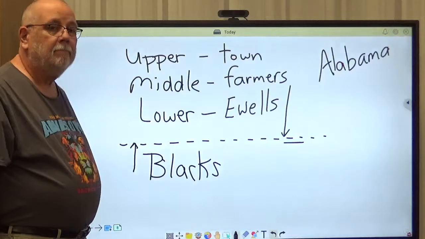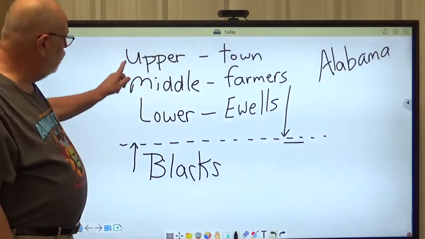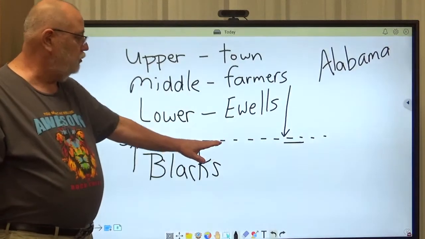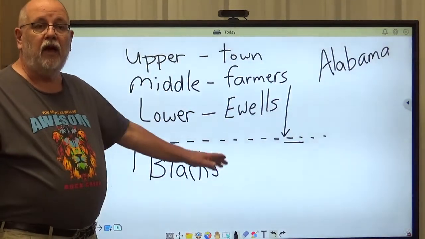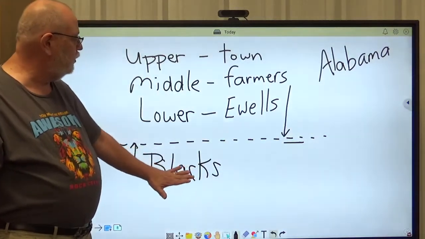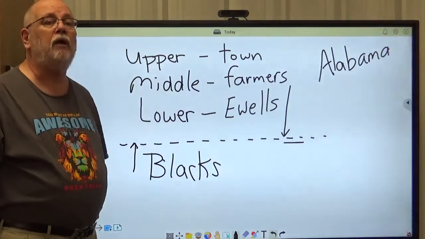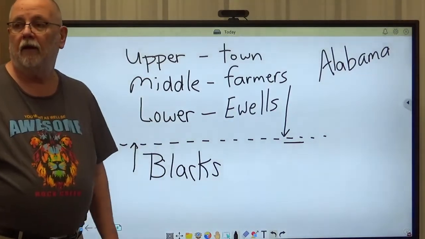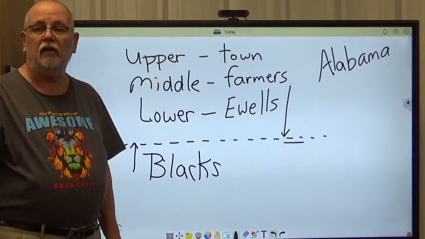So whites can cross the line, but blacks can't? No, the whites will never cross this line. Most of the time they don't want to. Right, because they never want a black person to consider themselves an equal with any white person. Even the lowest, even the Ewells. There is racism inside race. Yes, it is.